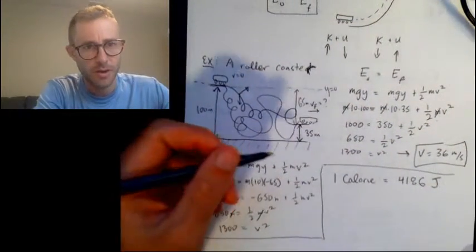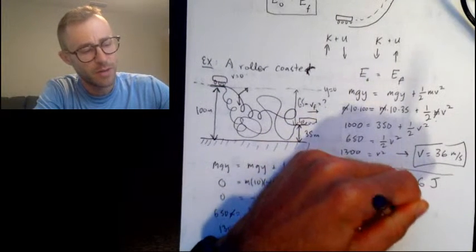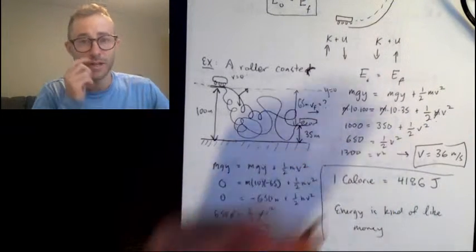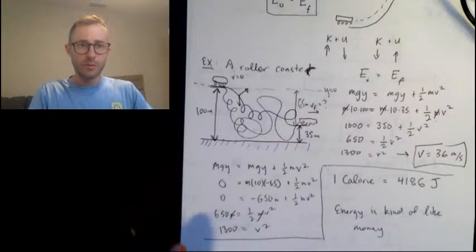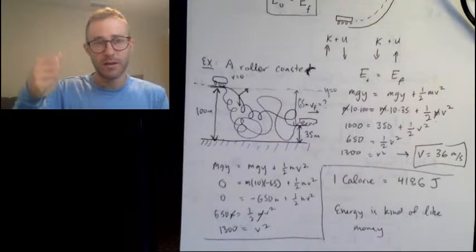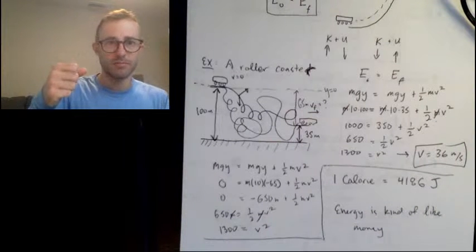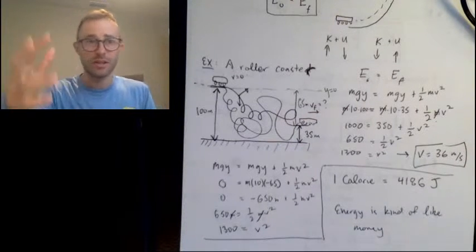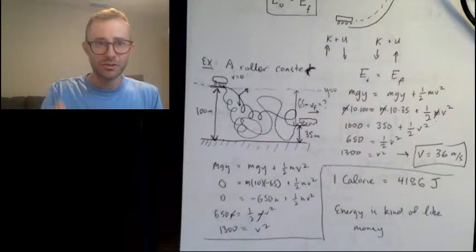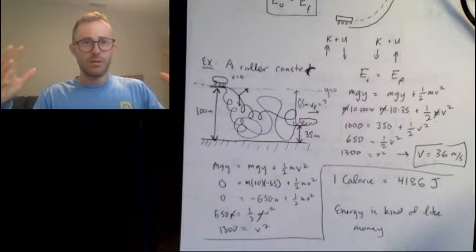Another thing I wanted to talk about is energy is kind of like money. So I want to give you an analogy, okay? If you think about money or wealth, there are different forms of wealth. You can have a house, you could have a car, you could have a checking account or a savings account, you could have stocks, you could have cash. So all these different forms of wealth, but the amount of wealth is constant.